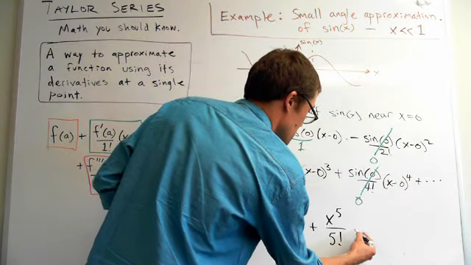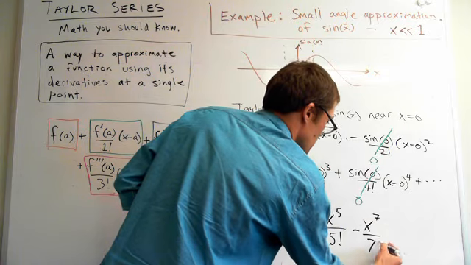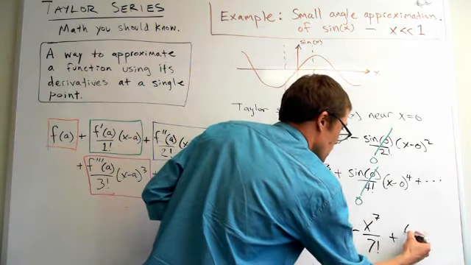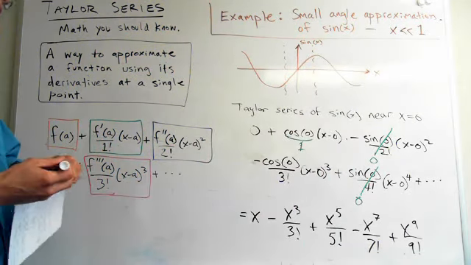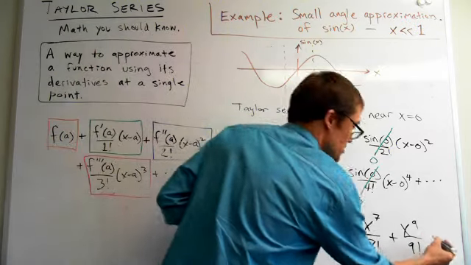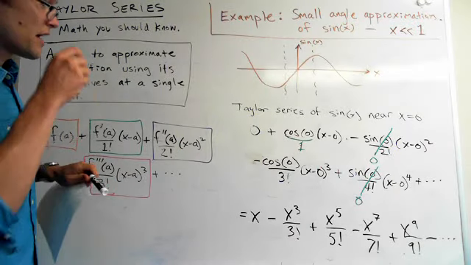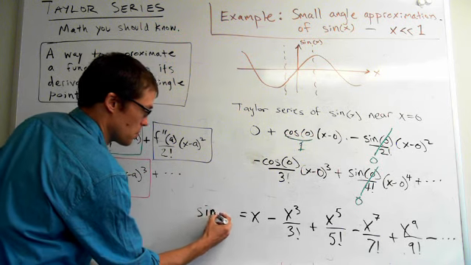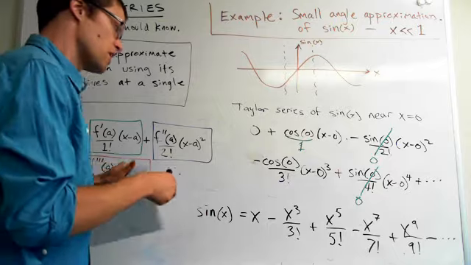Then the next term would be a minus. We could have gone ahead and done all this, but I just want to keep writing out the terms so you'll see the pattern that is emerging here. So that is the Taylor series, and it continues, of course, so minus dot dot dot. That is the Taylor series expansion of sine nearby x equals 0.